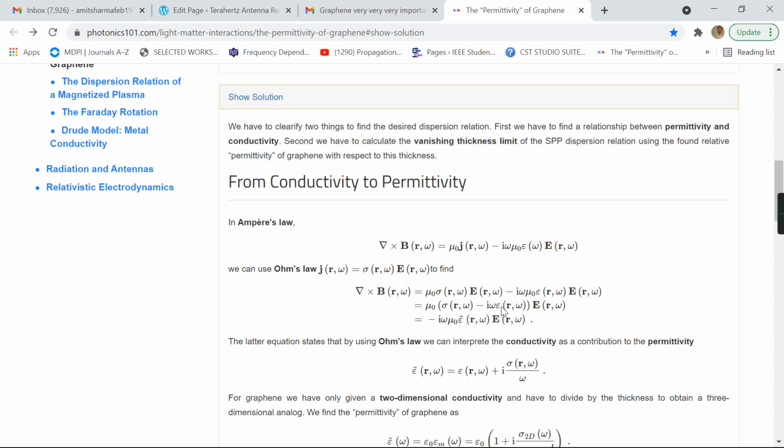As we can see here, if we take minus i omega common from here, it will remain as epsilon r omega, which is here. And if we take minus i omega from here, it will be plus i upon omega sigma r omega. So they have taken this whole term as epsilon dash r omega. So this is the relation they were talking about, the relation between conductivity and permittivity. So this is that relation. Here epsilon dash can be taken as the real part of epsilon.